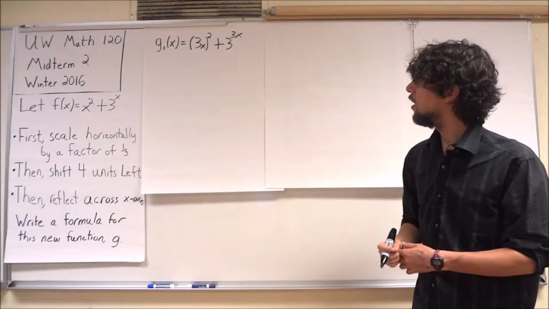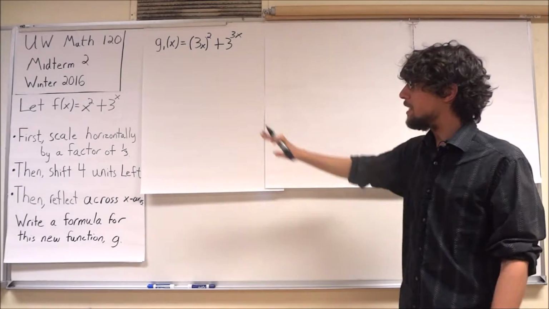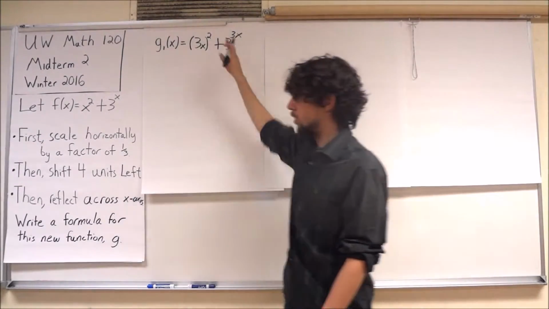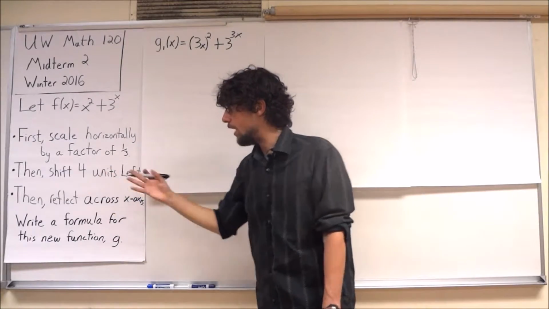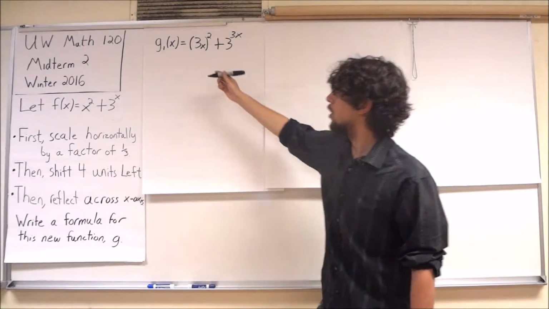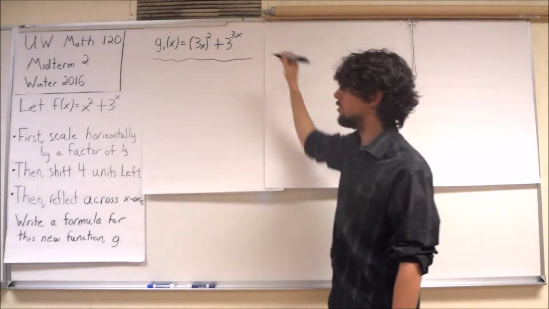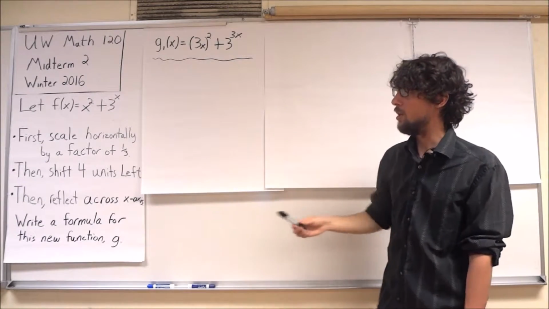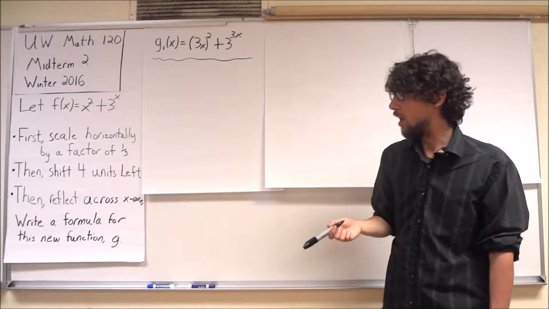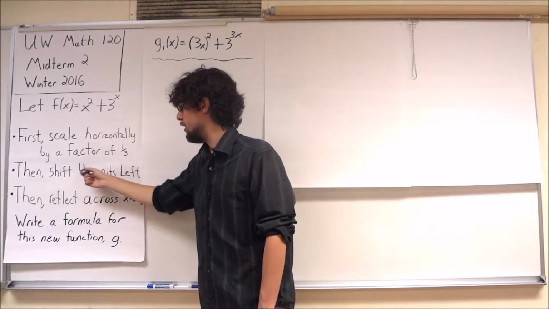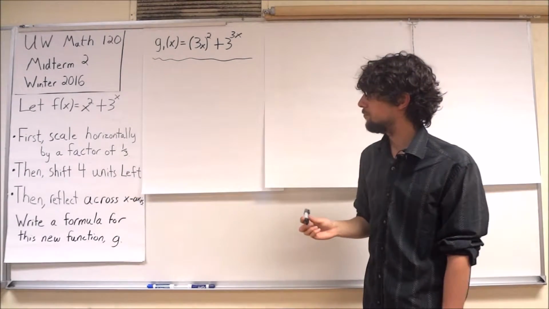So let me ignore this transformation and consider these 2 transformations, again, each separately. So we're going to pretend that we hadn't already made this transformation and just go back to considering our initial function. How do we handle shifting 4 units to the left?